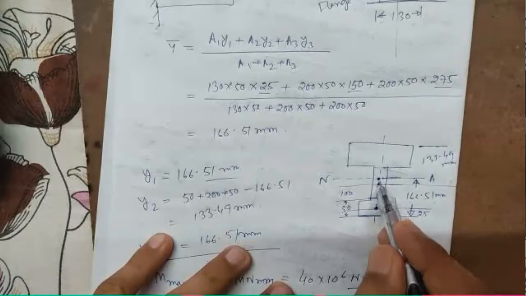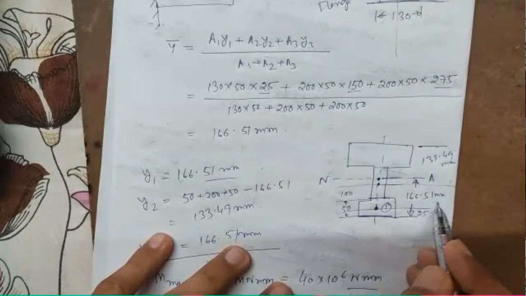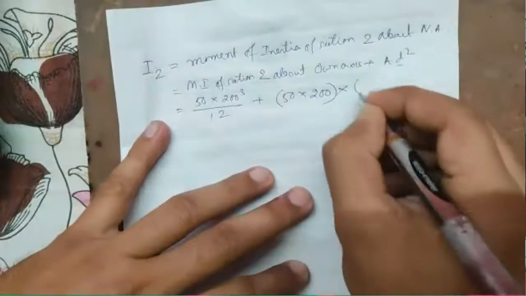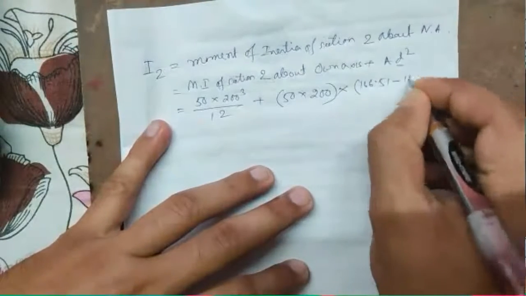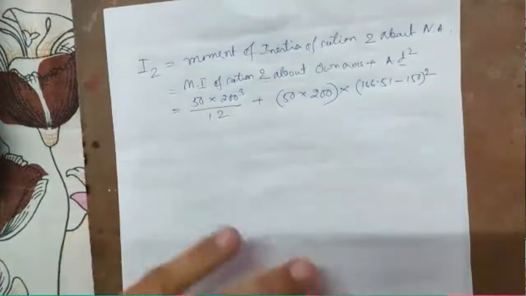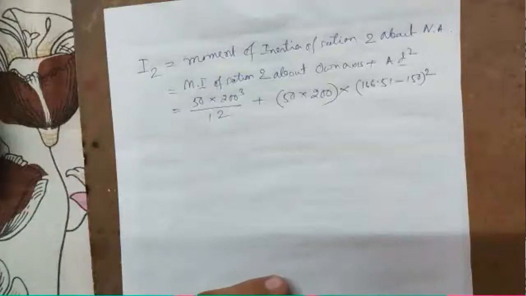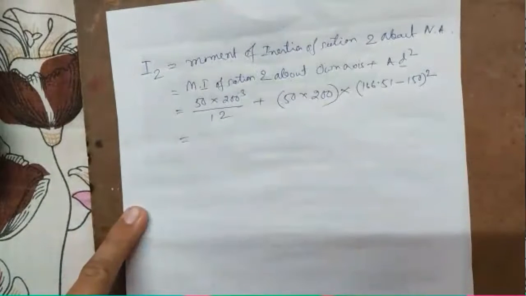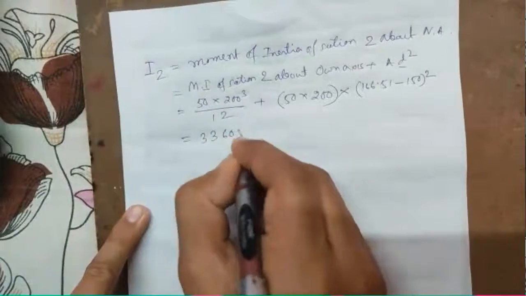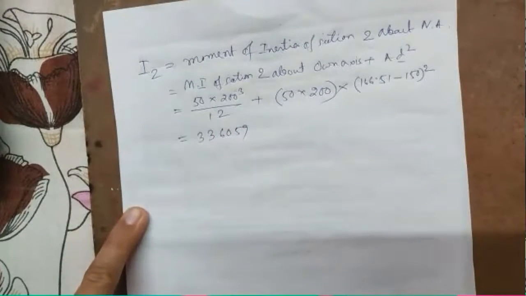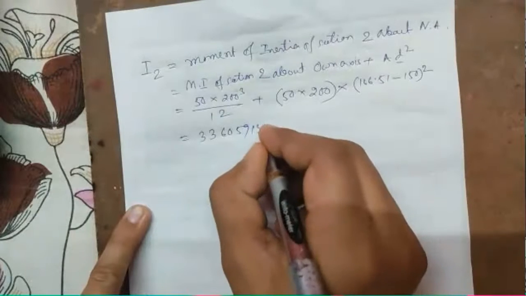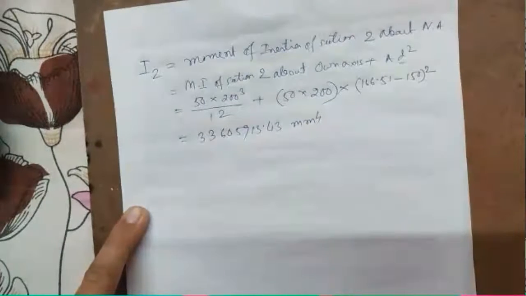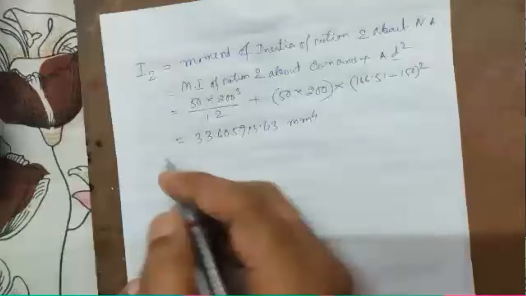So the distance between these two will be 166.51 minus 150. So let us write here 166.51 minus 150 square. Okay, now let us find out the value. The value will be 33605913.43 millimeter to the power 4, as all the dimensions are taken in millimeter. Similarly, we will find I3.